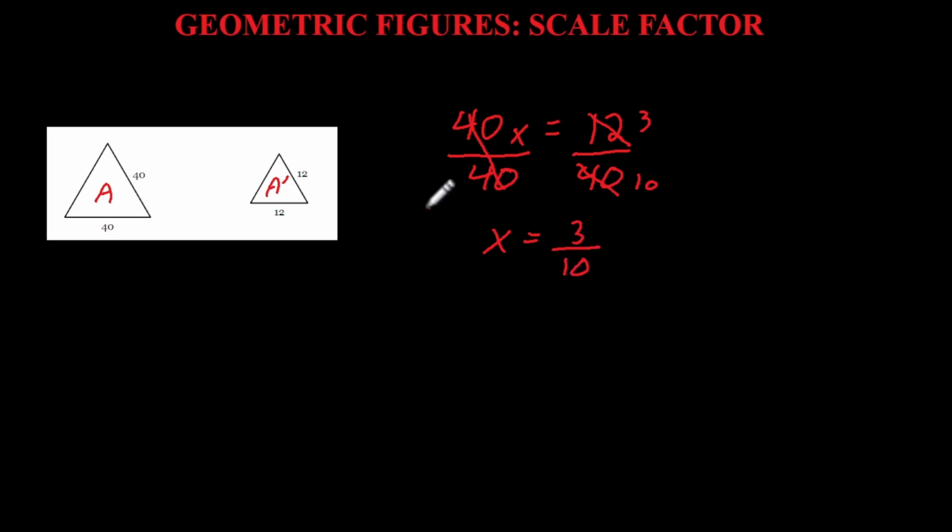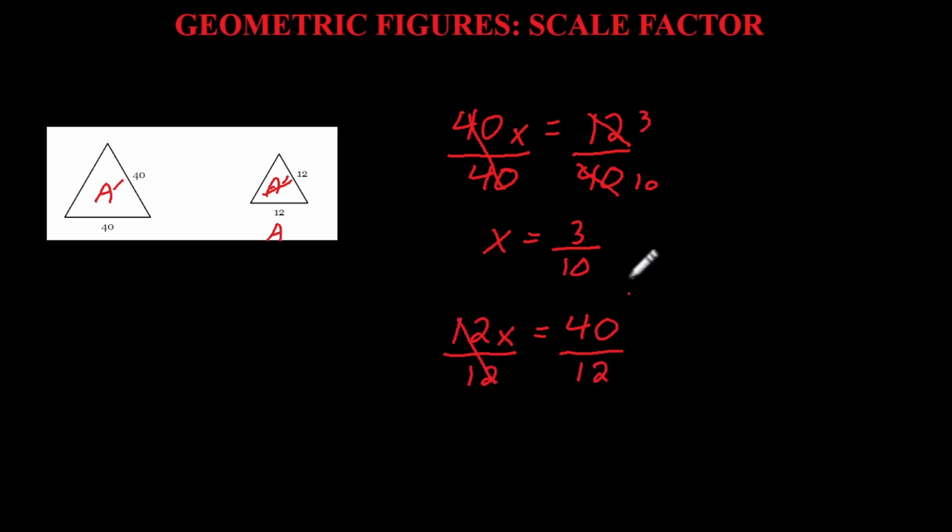Now, if I was to go from the smaller to the bigger, say this one here, instead of being A prime, this one was A, and this one was A prime, going from the smaller one to the bigger, well, then I would start at 12 times some number equals 40. Now when I divide both sides by 12, are you able to see the pattern?